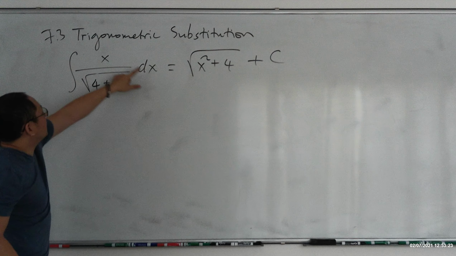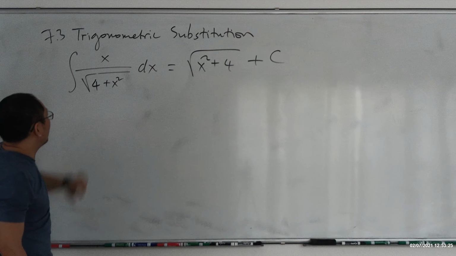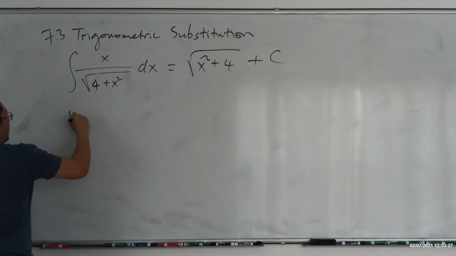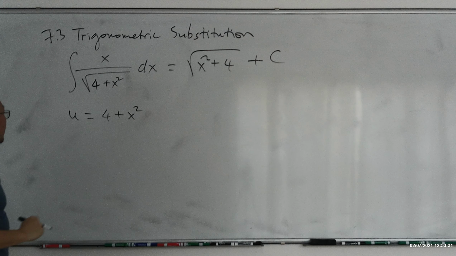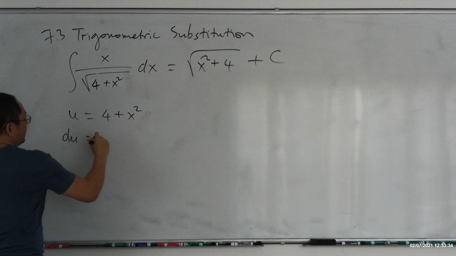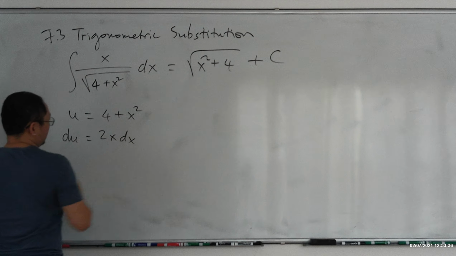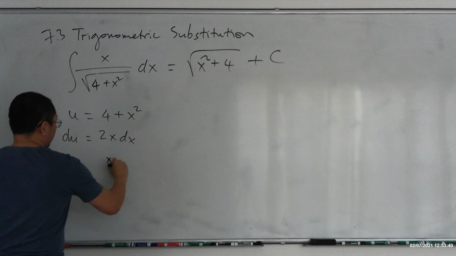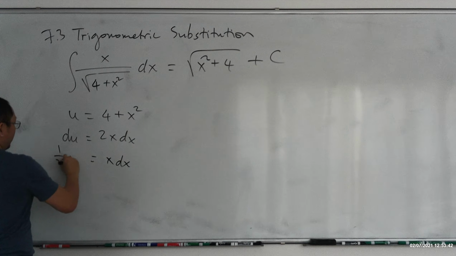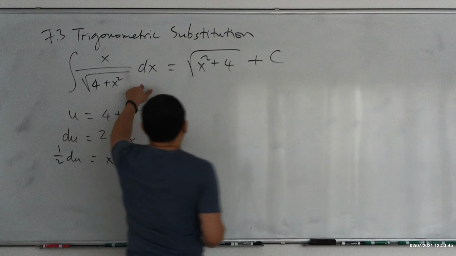I see that I got x dx. On the bottom I got the square root of 4 plus x squared. So I can let u equal 4 plus x squared. Then du is 2x dx. So x dx right here is du over 2. x dx is 1/2 du. So this problem right here.